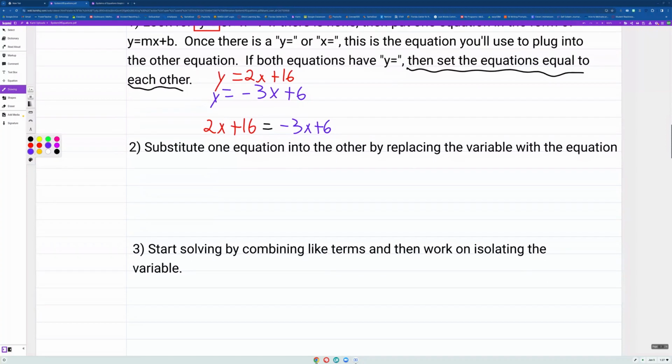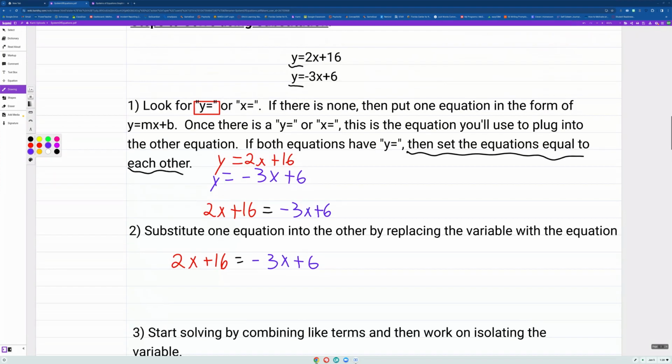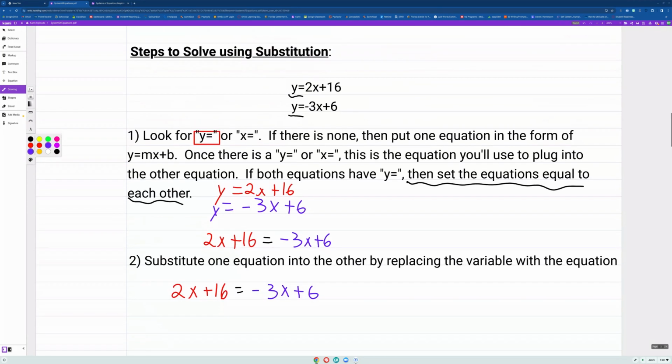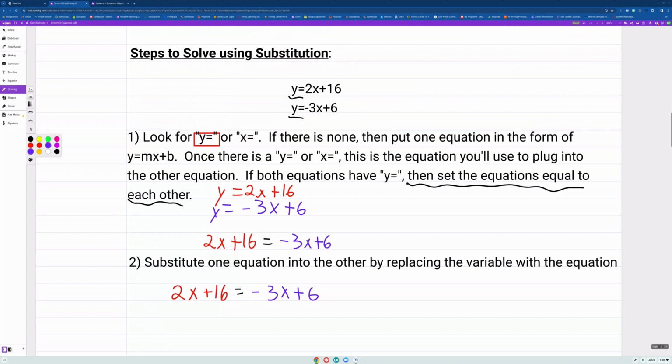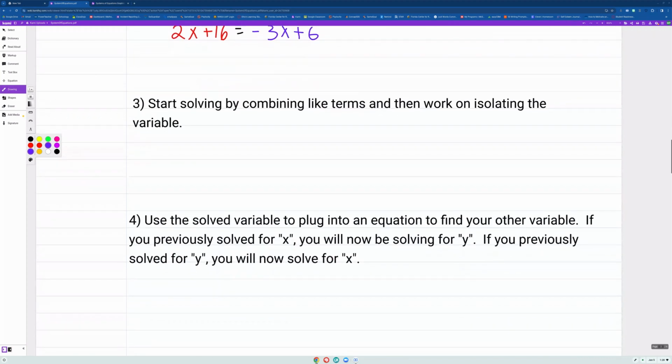Okay, so now once I've done that, it says to substitute one equation into the other. So I don't have to do that because I set them equal. So I'm just going to rewrite it, just double check my work. So I set it equal to 2x plus 16 because that's my first equation. And because they both started with y equals, I'm setting them equal to each other. And let's see, did I write it correctly? 2x plus 16, negative 3x plus 6. I sure did. So now we're going to start solving.